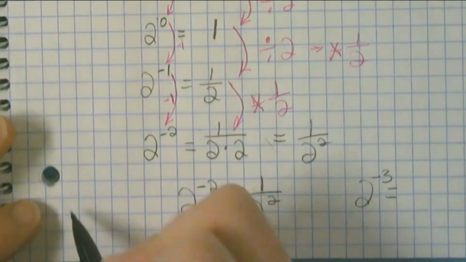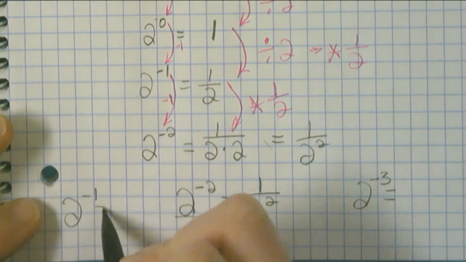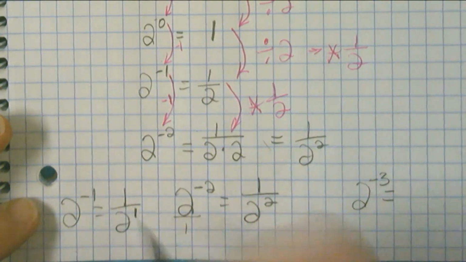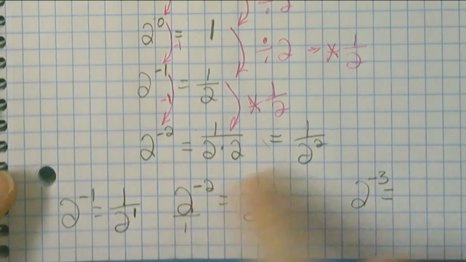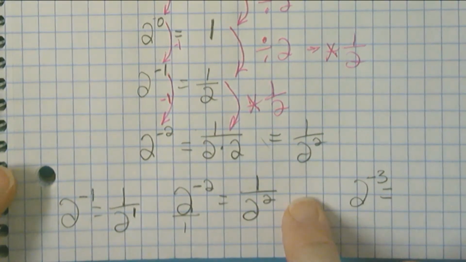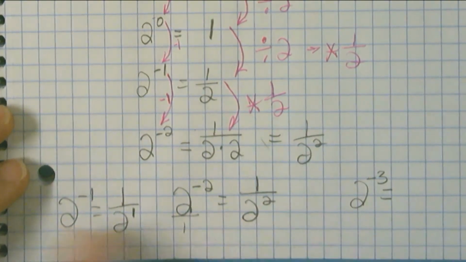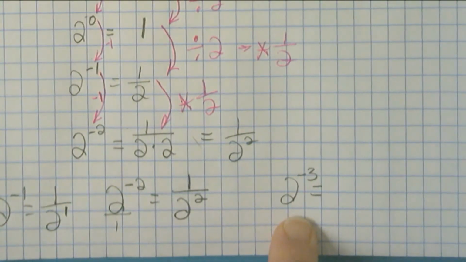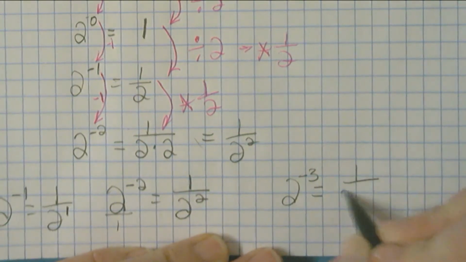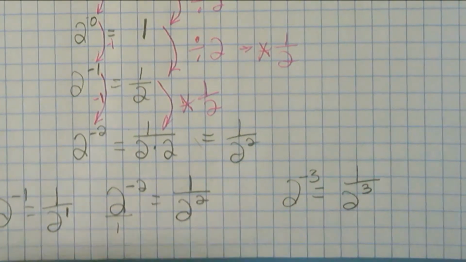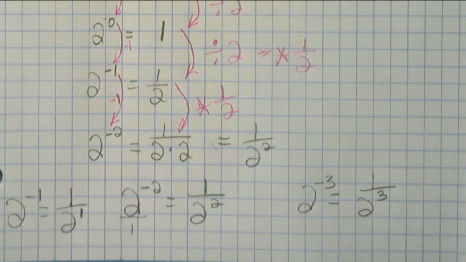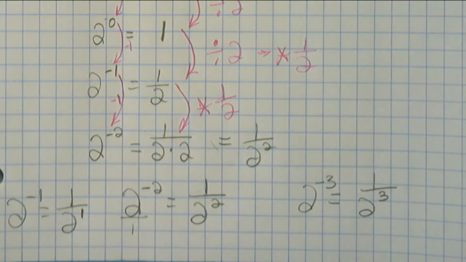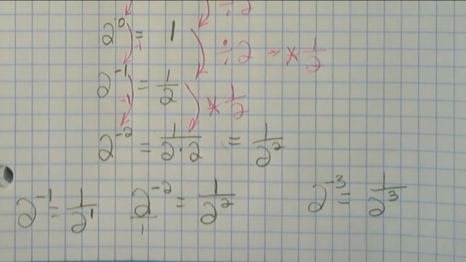Well, what's my pattern? 2 to the negative first is equal to 1 over 2 to the positive first. 2 to the negative second is equal to 1 over 2 to the positive second. If you follow this pattern of these two, what would 2 to the negative third be? Romano? 1 over 2 to the positive 3. How many of you guys see the pattern? That is my negative power rule. Okay, so let's write that power rule down and let's use it.